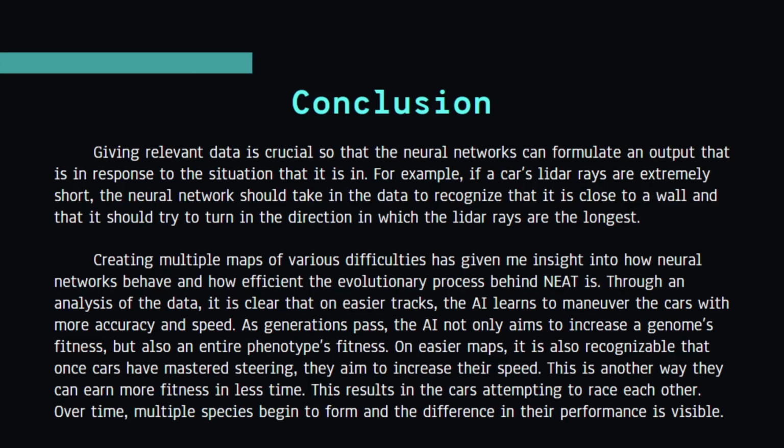On easier maps, it's recognizable that once cars have mastered steering, they aim to increase their speed, which was seen on the oval map that I had. This is another way they can earn more fitness in less time. This results in the cars attempting to race each other, which is really cool to see, as the AI start to try to do better than each other.